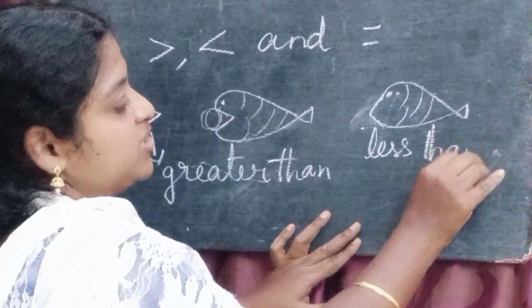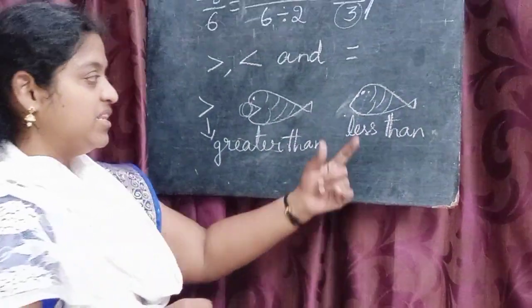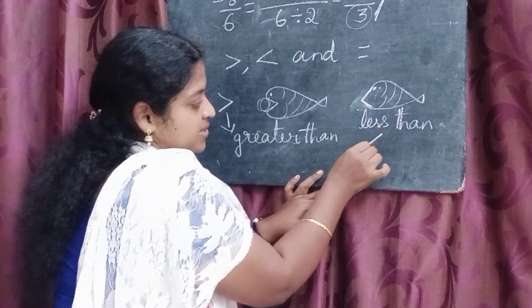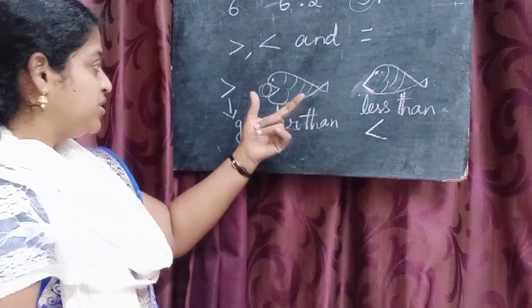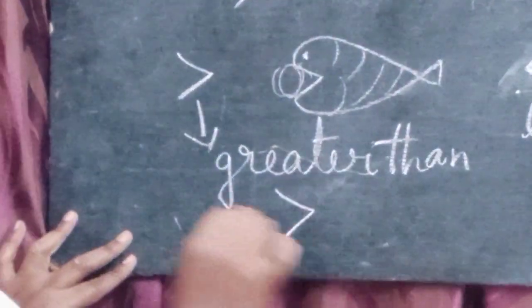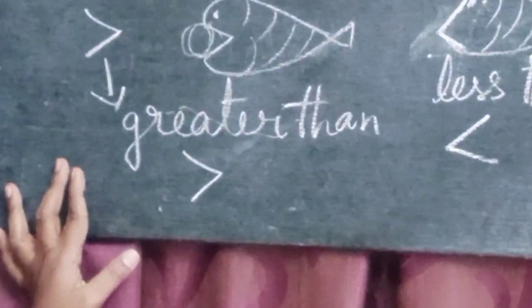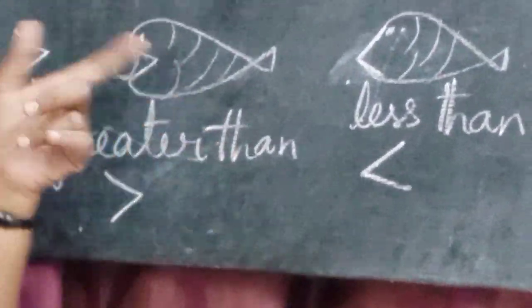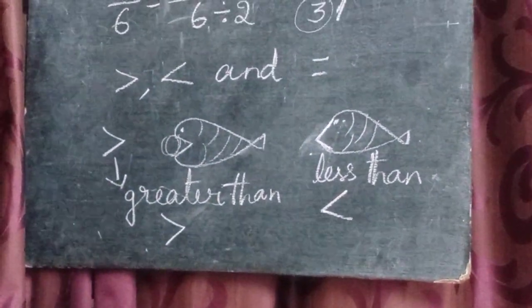For the symbols, just remember the fish. When the fish mouth is closed, that symbol is like this: less than. When the fish mouth is opened wide, that one is greater than. Do you understand the difference of what I said? Greater than, less than. Clear? Now, shall we do the problem?